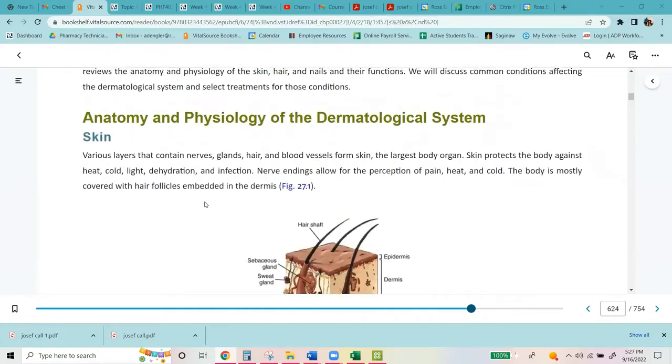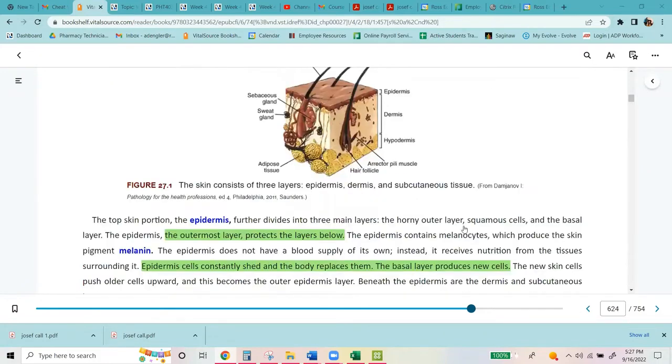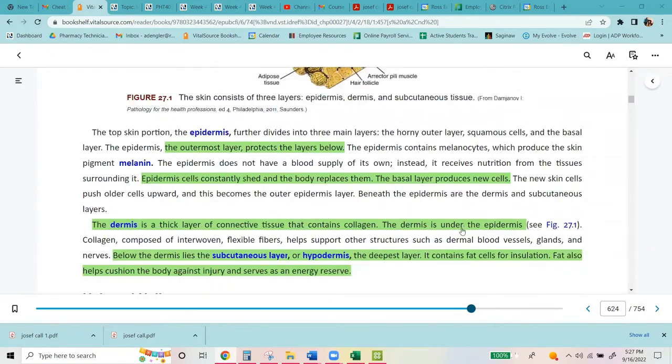Skin is the largest body organ, with various layers that contain nerves, glands, hair, and blood vessels. Skin protects the body against heat, cold, light, dehydration, and infection. Nerve endings allow for the perception of pain, heat, and cold. The body is mostly covered with hair follicles embedded in the dermis. The top portion, the epidermis, further divides into three main layers: the horny outer layer, squamous cells, and the basal layer.